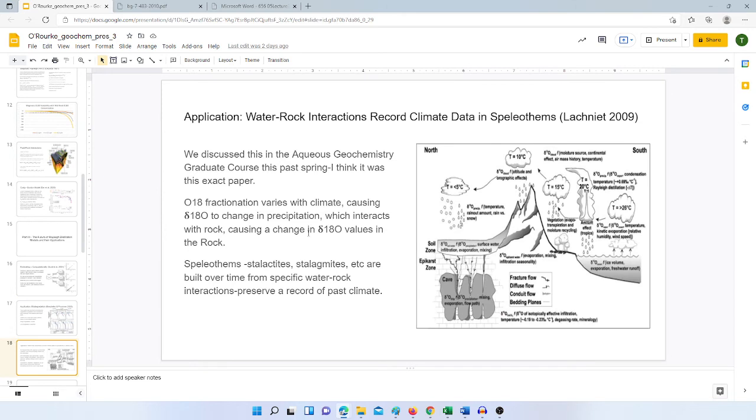And then this is a really, really interesting system that, in fairness, we actually discussed in another geochemistry seminar that was held in the spring. I'm pretty sure it was this exact paper, which is how we can use speleothems. Speleothems are stalactites and stalagmites, and other things found in caves. The way these form is carbonate-rich water, usually in limestone, drips, and as it drips, it deposits those carbonates, and they build over time layer by layer.